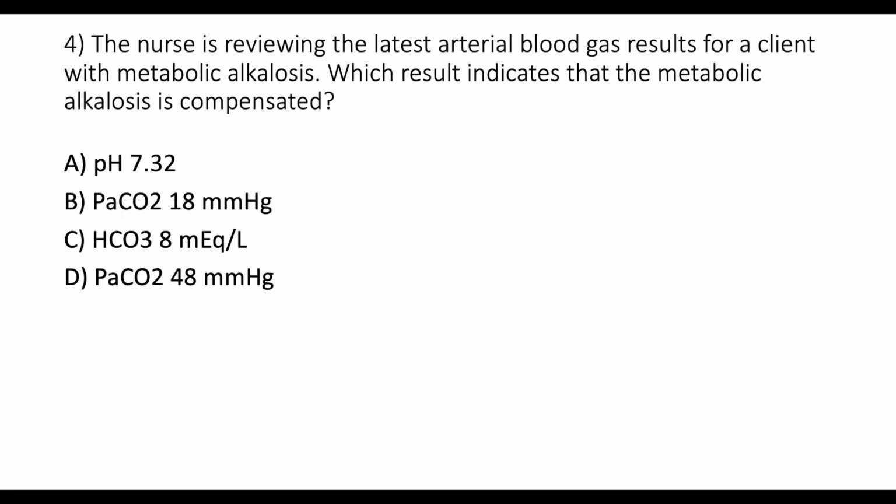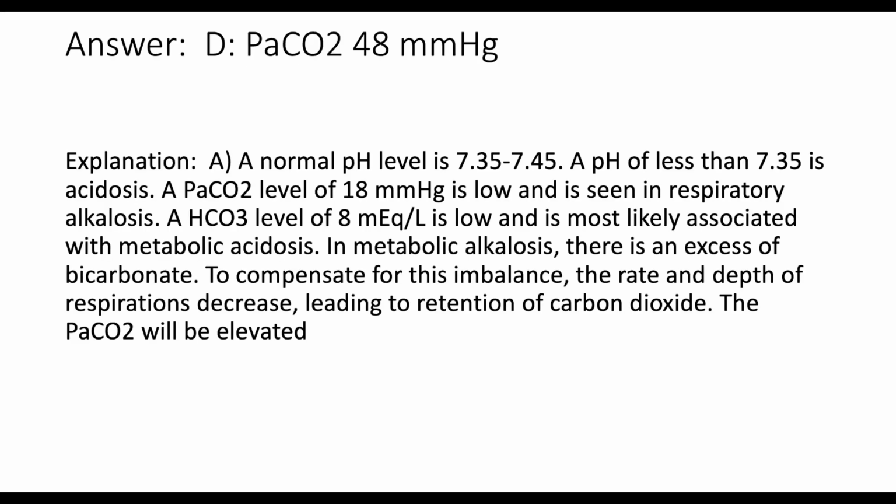4. The nurse is reviewing the latest arterial blood gas results for a client with metabolic alkalosis. Which result indicates that the metabolic alkalosis is compensated? A. pH 7.32. B. PaCO2, 18 mm Hg. C. HCO3, 8 mEq/L. D. PaCO2, 48 mm Hg. 4. Answer: D. Explanation: a normal pH level is 7.35 to 7.45.